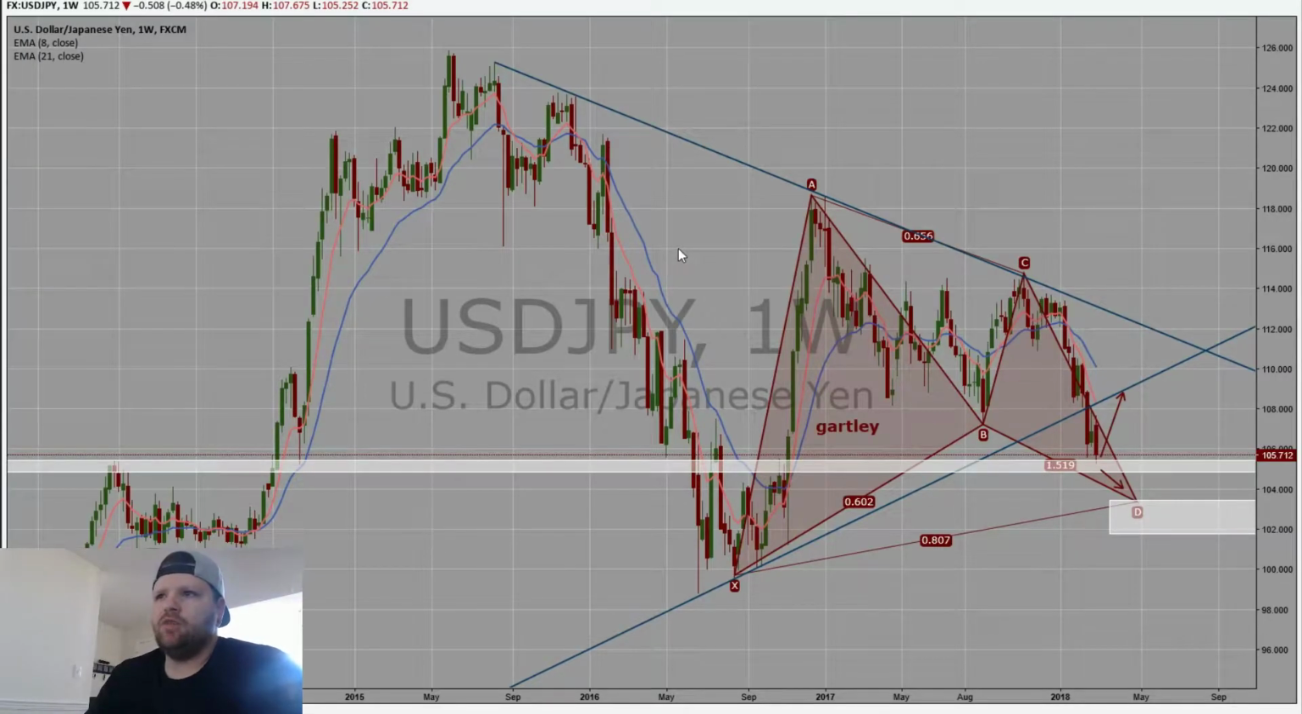Trader Judd here, going over USDJpy on the weekly time frame. This is pair number 2 of week 4 of the weekly charting series. On USDJpy on the weekly time frame, we have a Gartley pattern that is nearing completion.